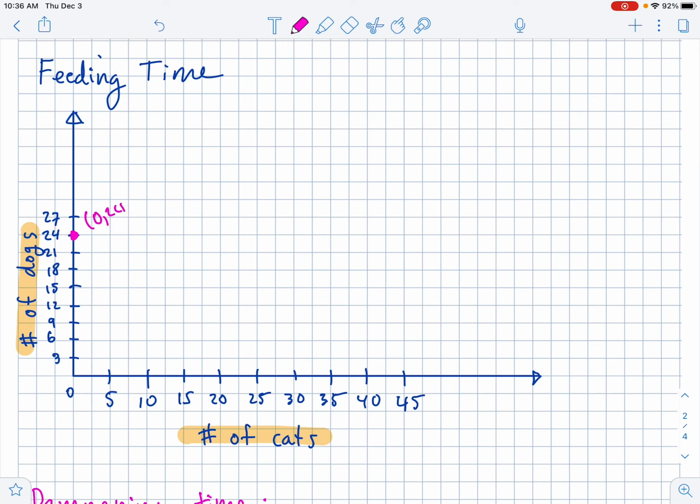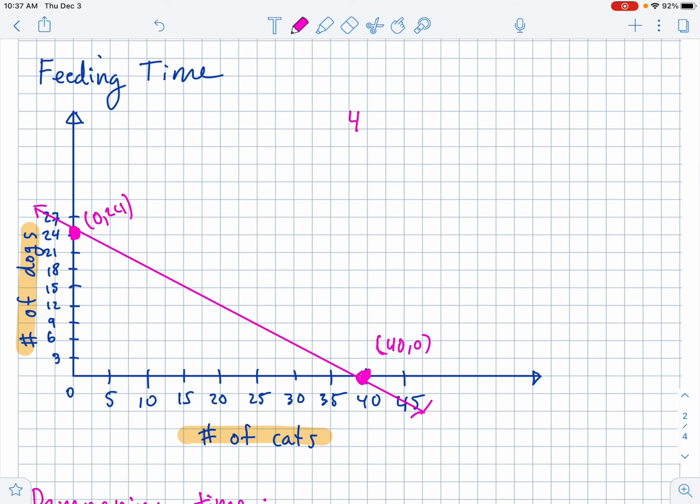So here's (0, 24). That is the y-intercept. And then here is (40, 0). That is the x-intercept. Now let's see if I can do a line. Close enough. Old teacher trick: just make your points bigger. So this represents the equation for feeding. Every point on this line would be cat and dog combinations that equal exactly 480 minutes.